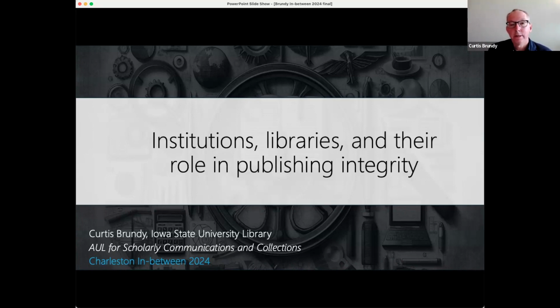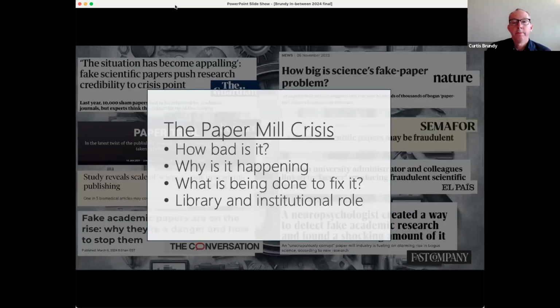So here's my agenda for today. The paper mill crisis, how bad is it? Why is it happening? And what's being done to fix it? And in terms of what's being done to fix it, I think for librarians to think about what their role could be in helping to preserve publishing integrity, we really need to understand the work that's already being done in the community and by publishers. And I think that'll help us zoom in on where we might be able to put our shoulder to the wheel and have an impact.